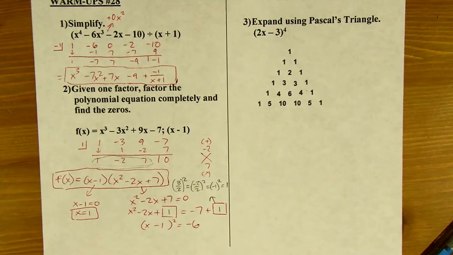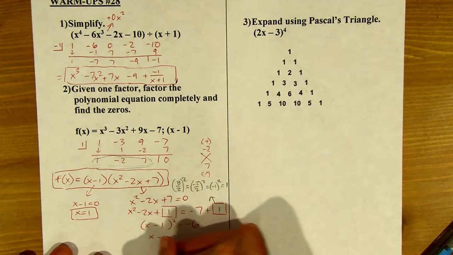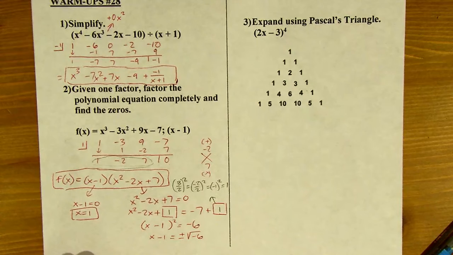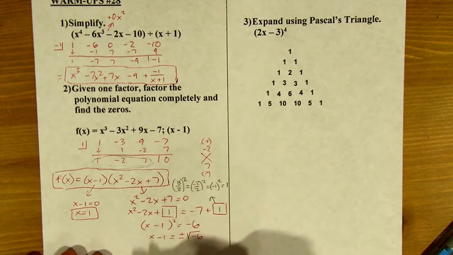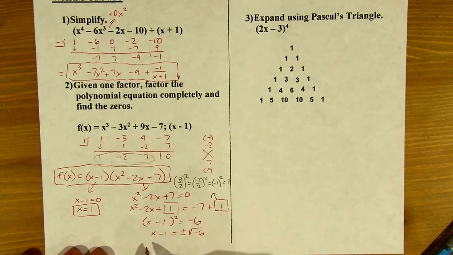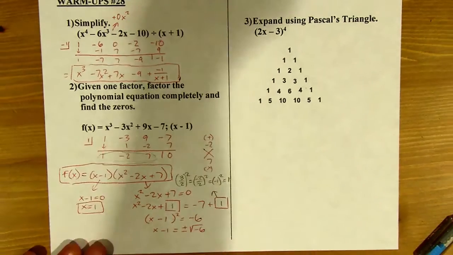And then there, that's factored on the left. Okay, so now I can take the square root of both sides of this equation. Don't forget you have a positive and a negative square root of negative 6. Okay, I'm going to add 1 to both sides to isolate the x.